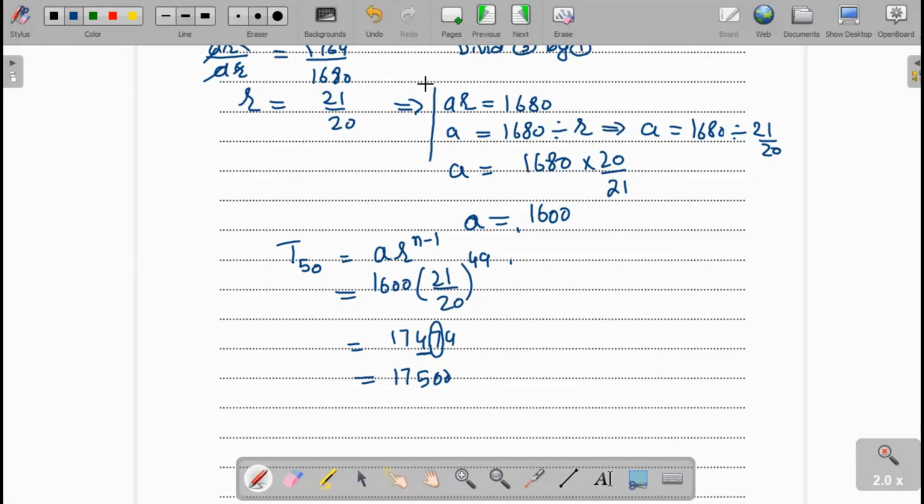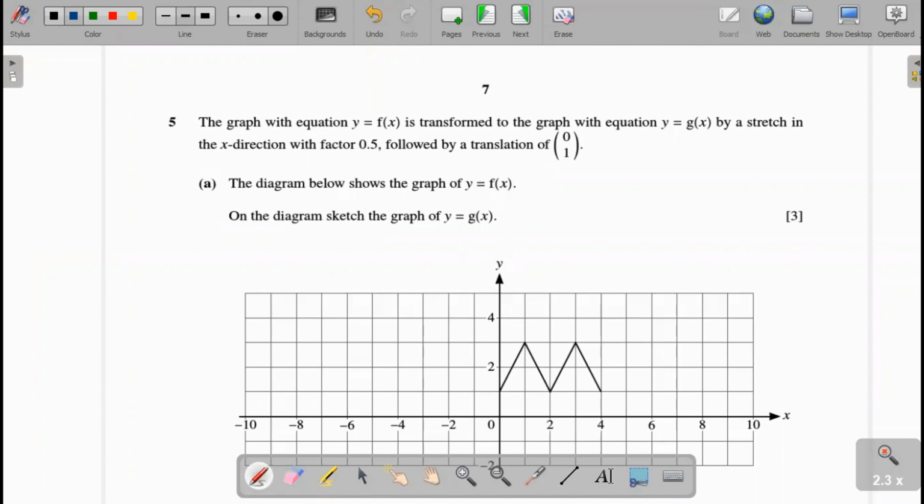Now this is the answer. The graph with equation y equal to f of x is transformed with the equation y equal to g of x by a stretch in the x direction with factor 0.5 followed by translation (0, 1). The diagram shows the graph y equal to f of x. On the diagram, sketch the graph y equal to g of x.